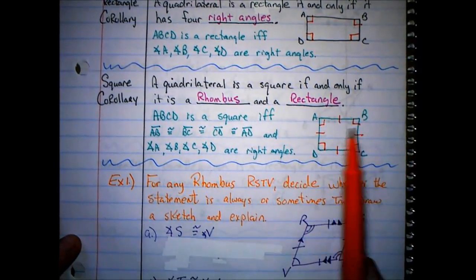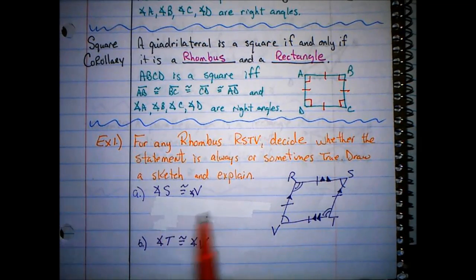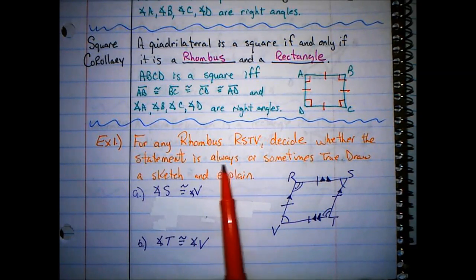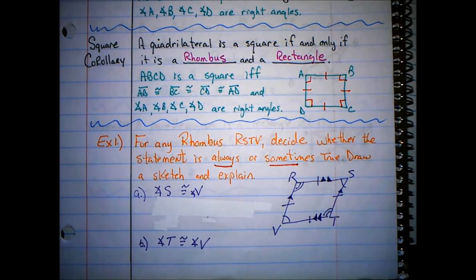For our first example, which I accidentally started writing, that's why there's white out there, it says for any rhombus RSTV, decide whether the statement is always or sometimes true. Draw a sketch and example. So here I've drawn an example of a rhombus, with the properties that opposite sides are parallel, opposite angles are congruent, and all the sides are congruent. So there's my drawing that matches this picture.